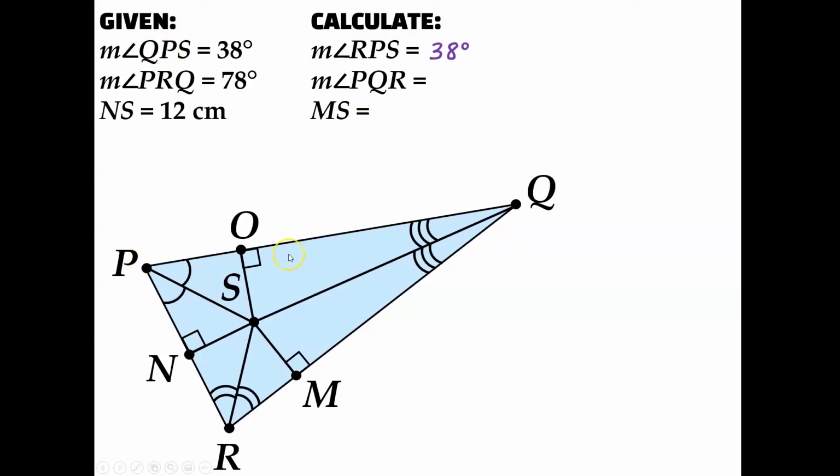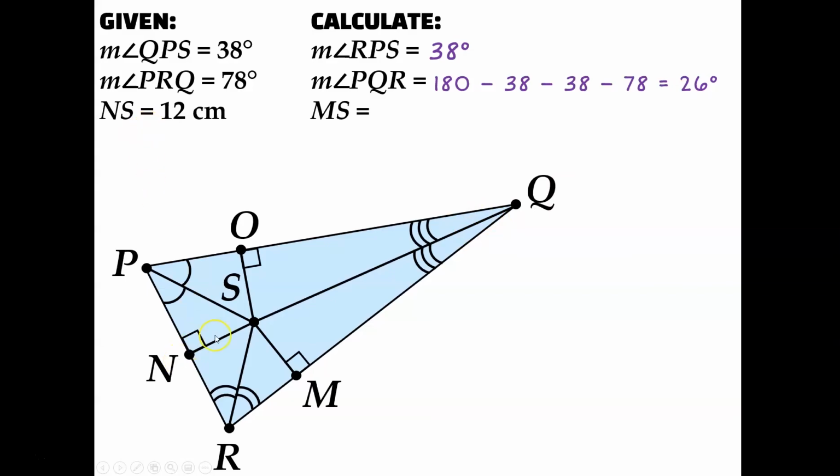Next we want angle PQR. And we were given that angle PRQ, this entire angle down here, is 78. Well, remember that triangles always add up to 180 degrees. So since I know that angle QPS is 38, that was given, and we calculated that angle RPS is 38, and we were also given that PRQ is 78, I can just subtract those three angle measures to figure out that PQR must be 26.